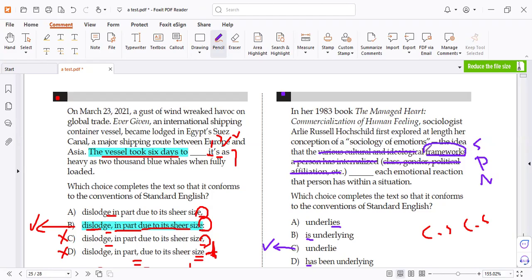So if you want to find the subject and verb quickly, delete all the phrases, delete the relative clauses, delete the non-essential information, and then you check the rest. We'll find it correct.